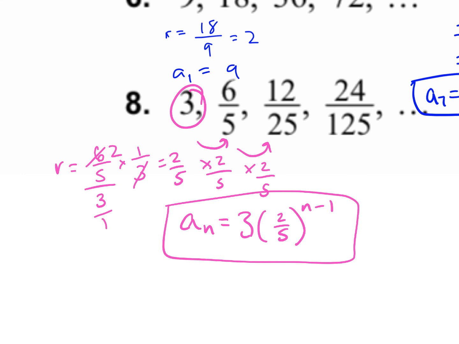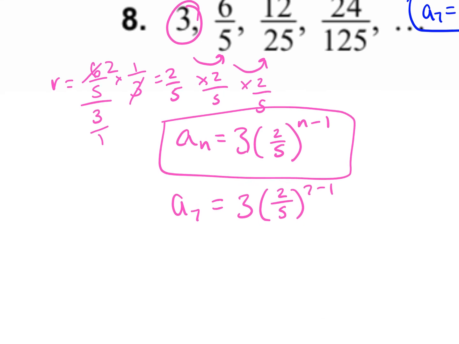Now to find the 7th term, what do we plug in for n? 7. So 3 times 2 over 5 to the 6th power. We can put that all into our calculator. 2 over 5 to the power of 6 times 3. That gives us a sub 7 is equal to 0.01228.